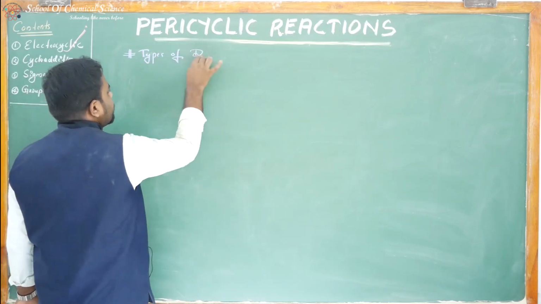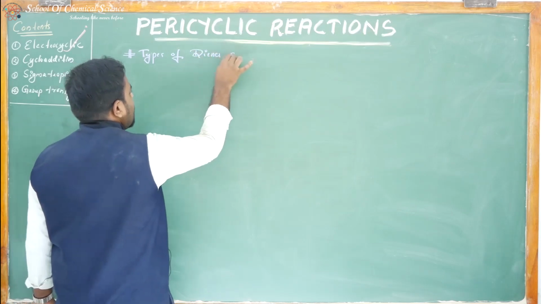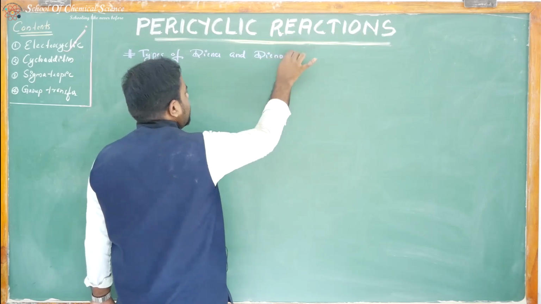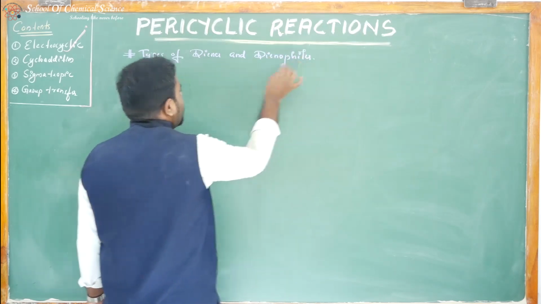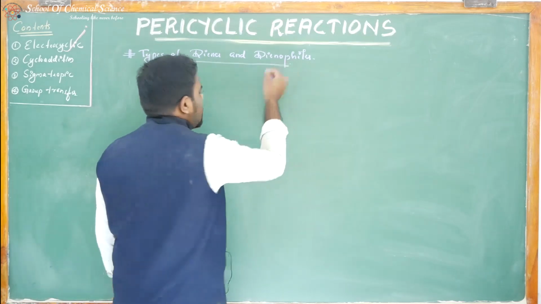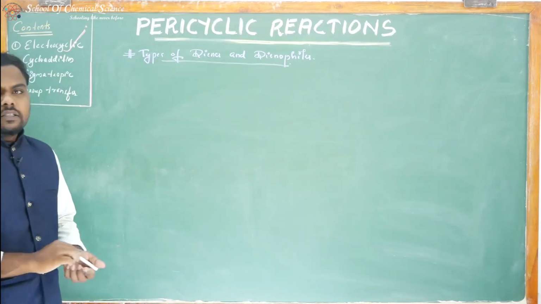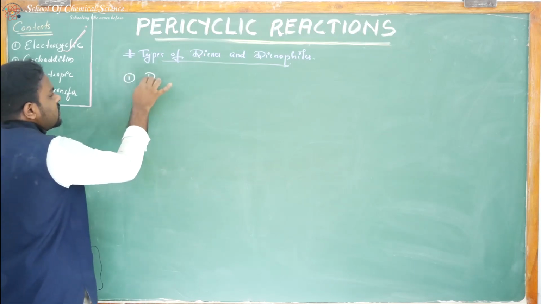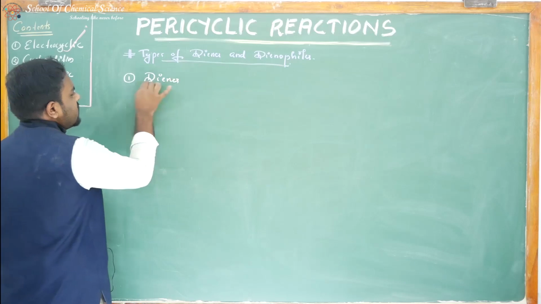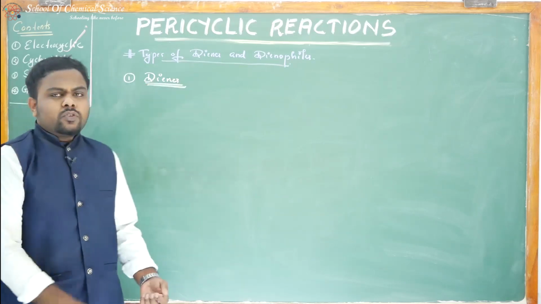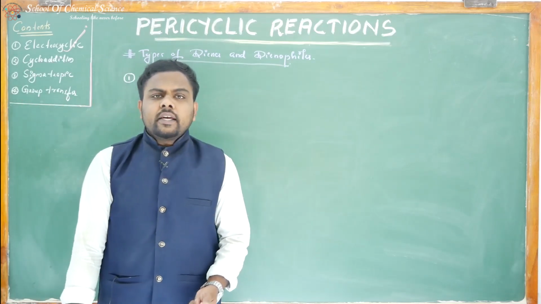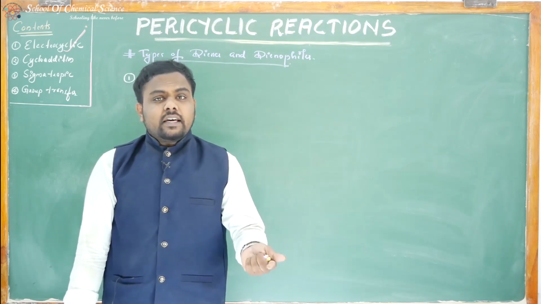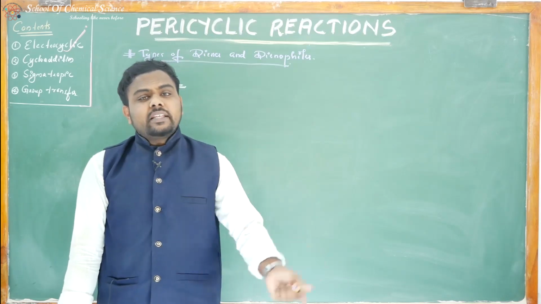Okay, next one, types of dienes and dienophiles. We have to familiarize ourselves with some typical dienes and dienophiles. First one, dienes. Some common dienes. Dienes contain two pi bonds. There are acyclic dienes, cyclic dienes, exodienes, and aromatic dienes.